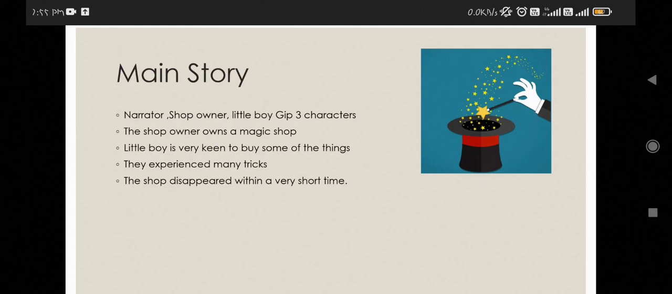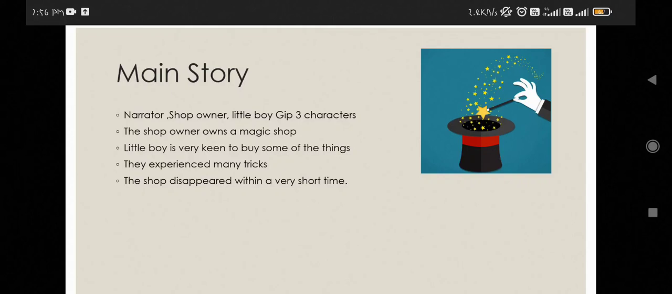Now, as we go through the story, we will see that the little boy has gone to a fair with his father, and he sees many things there, but what catches his eye is a magical shop, and he really is keen to go there. So he goes there with his father, and there are many things that catch his eye, and he wants to buy a few simple tricks.